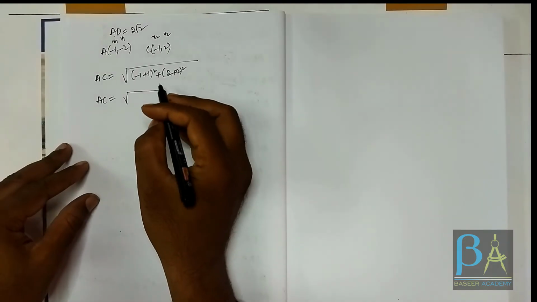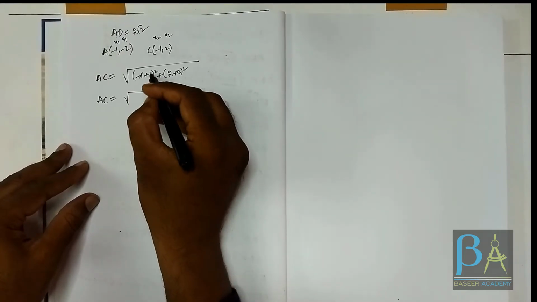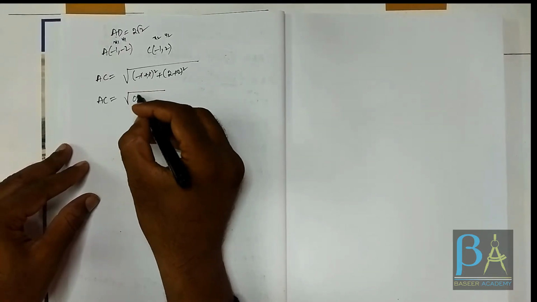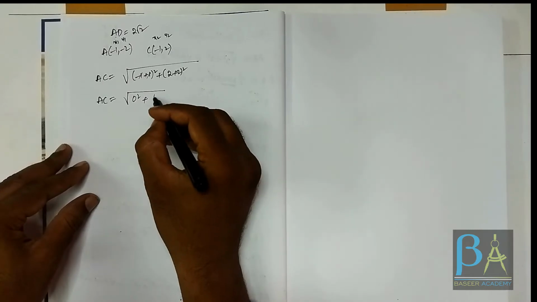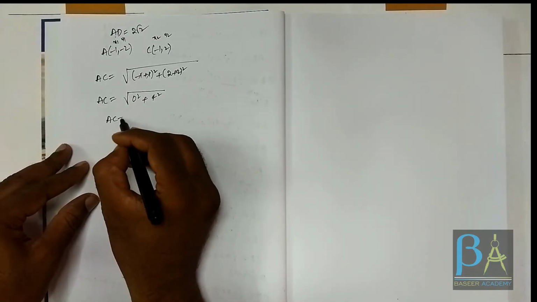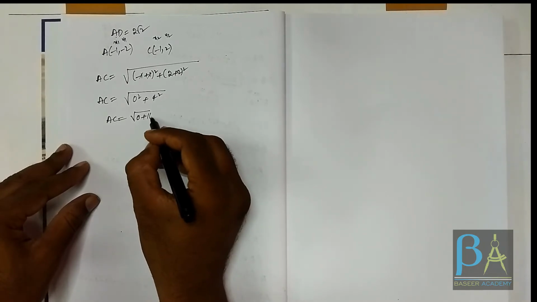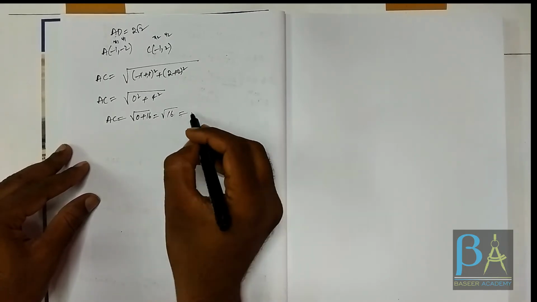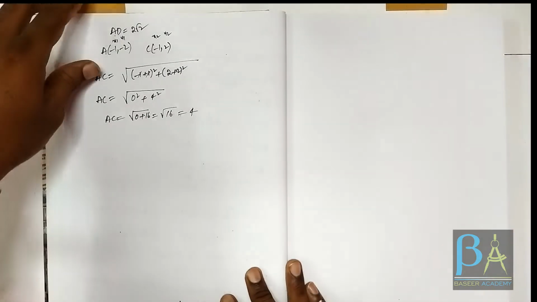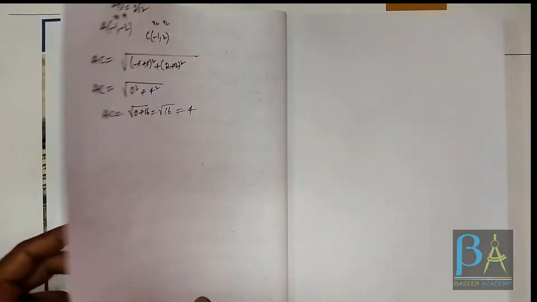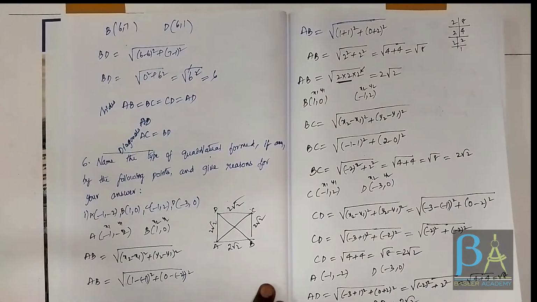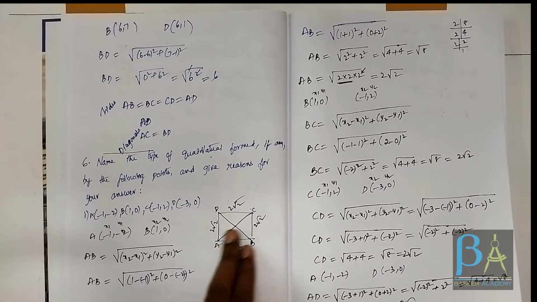Okay, so AC is going to be minus 1 plus 1, they cancel out and you end up getting a 0 here. So this is 0 square, and then 2 plus 2 is 4, 4 square. So AC is going to be 0 square is 0 itself, 4 square is 16, 0 plus 16 is 16, square root of 16 is 4. So we got AC as 4.